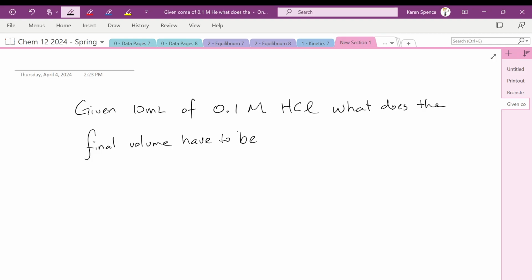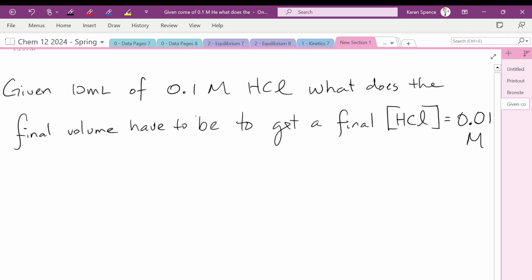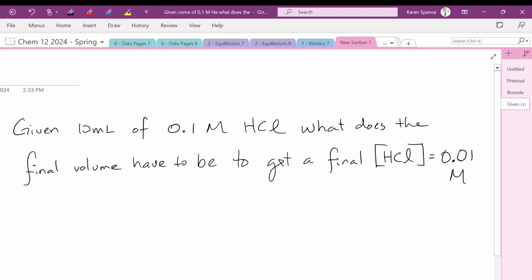To get a final concentration of 0.01 molar. I want you to have a little chat with your neighbor about that. You might be able to do this just by thinking about it, using some proportional reasoning, okay? If not, I will do a very quick lesson on dilutions for you, okay? But see if you can just figure it out.